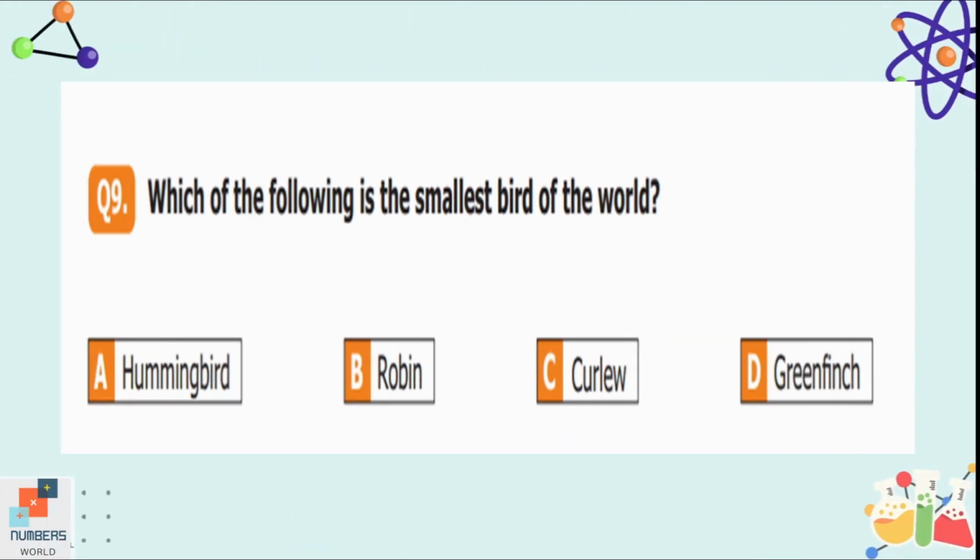In question number 9, which of the following is the smallest bird of the world? Option A is hummingbird, option B is robin, option C is curlew, option D is greenfinch. So option A is the correct option. Hummingbird is the smallest bird of all.